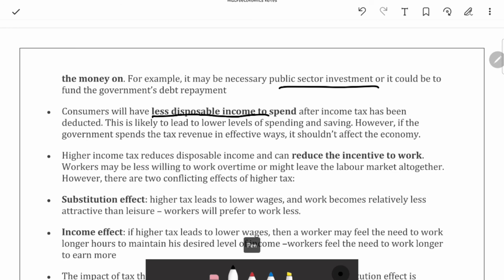Okay, so the disposable income will be less, and when the disposable income is less, there will be less consumer expenditure, and hence maybe the indirect tax can be less. Okay, for example, in a way you can get more tax, but at the same time when you're buying goods and services, the tax will be low, so it almost doesn't affect the economy.